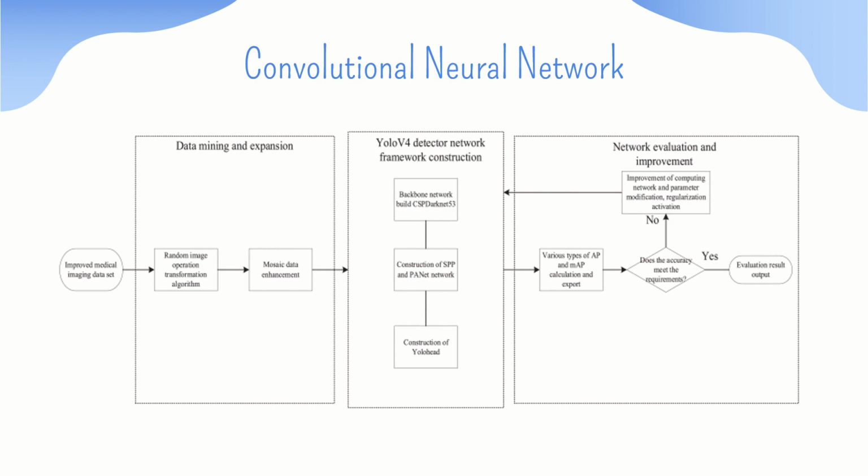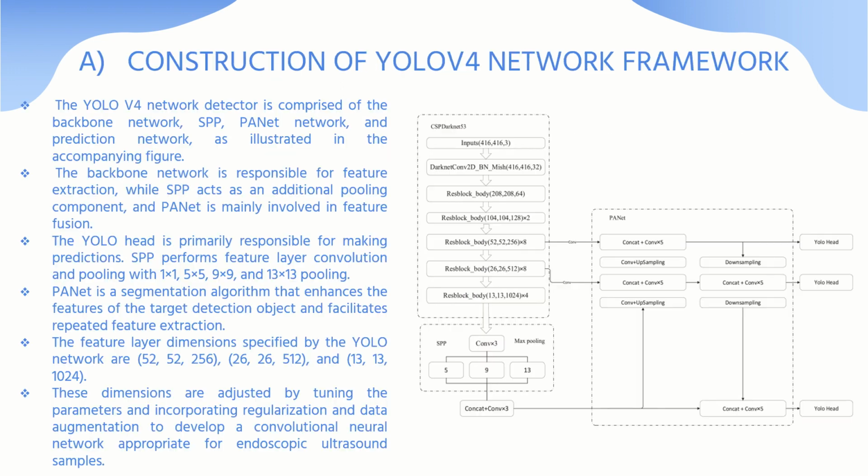So now the resultant image set obtained by combining all this is sent to the next phase of network evaluation and improvement. Here various types of average precision and mean precision calculations are done on these images, and then they are exported. If these images are accurate, and if they meet the requirements, then only the evaluation result output is obtained, or else they are resent again for improvement, and the whole process is revisited once again.